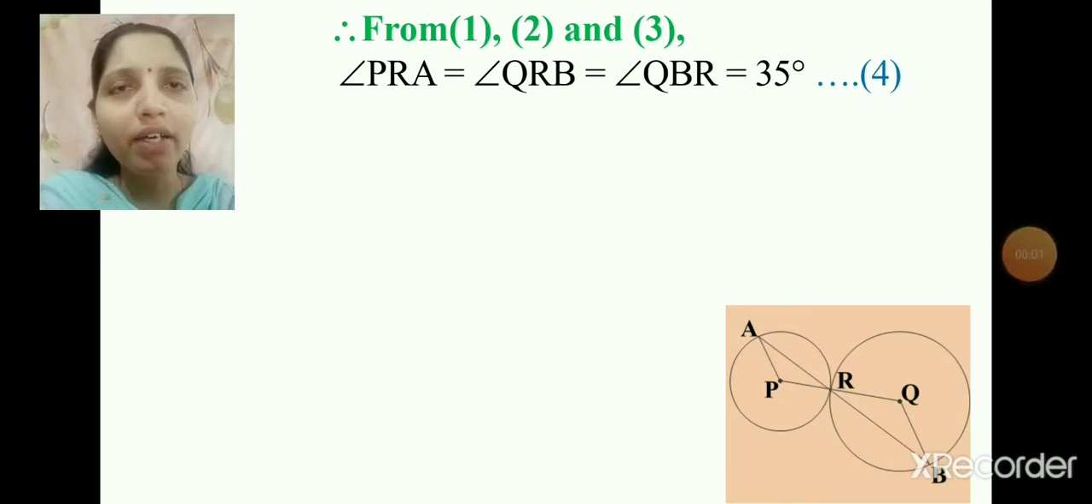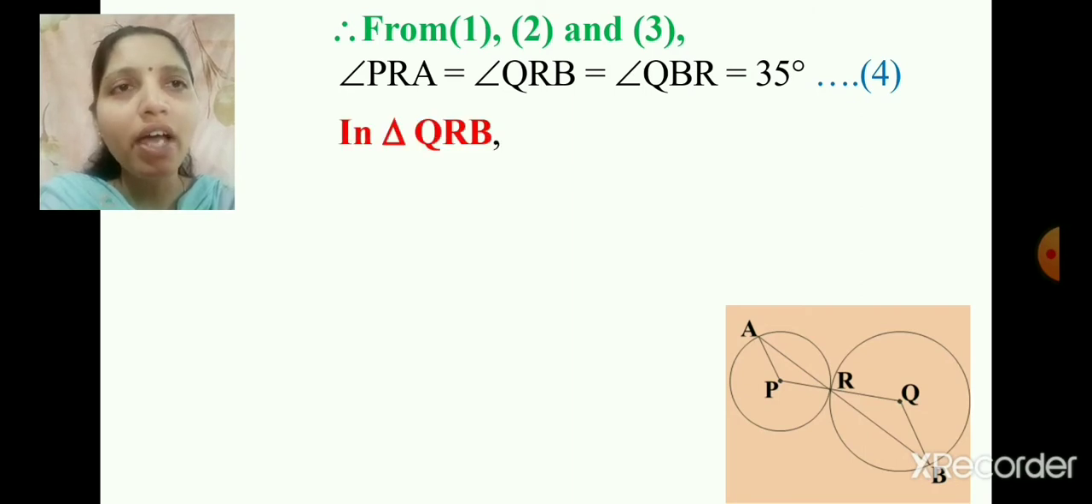Why do all these angles become 35 degrees? Because we have already seen that angle PAR is congruent to angle QRB. So PAR is given as 35 degrees, so all these angles will become 35 degrees. Write this as equation 4.